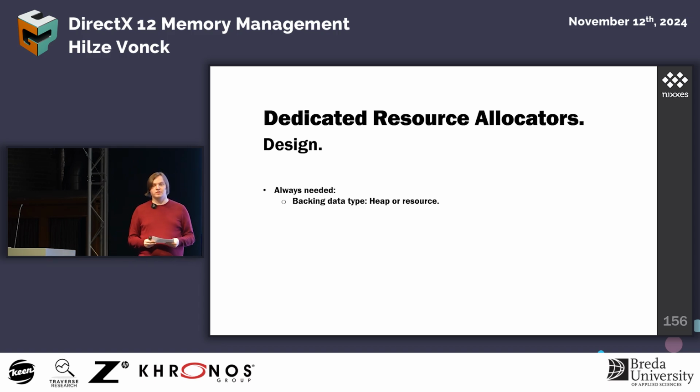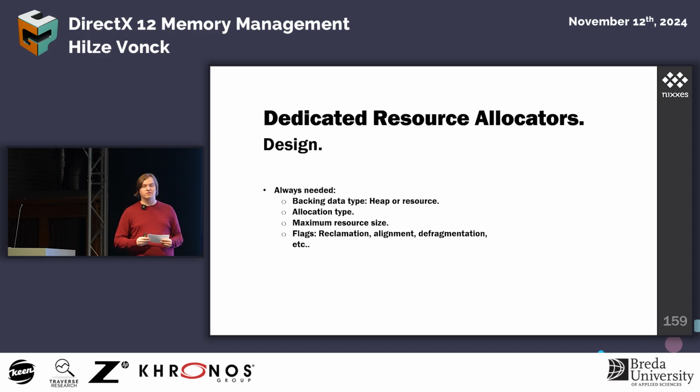There's quite a bit of information that is required next to this whenever a dedicated resource allocator gets created. We need to know what allocation type this dedicated resource allocator should be registered for. We can also specify a maximum resource size that an allocation is allowed to be inside of it. This is separate from the size of the backing data, so we could have a really large backing data while only allowing small resources to be created inside of it. And lastly, we've got a multitude of different flags that we can specify, most of which have to do with how the memory should be reclaimed, while some have to do with alignment restrictions or if defragmentation should be used.